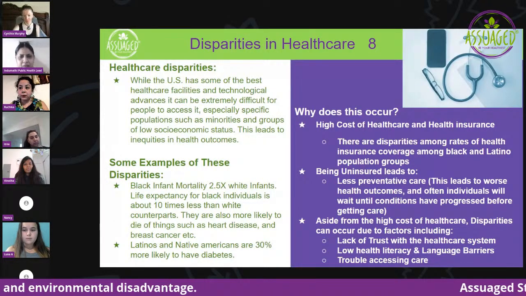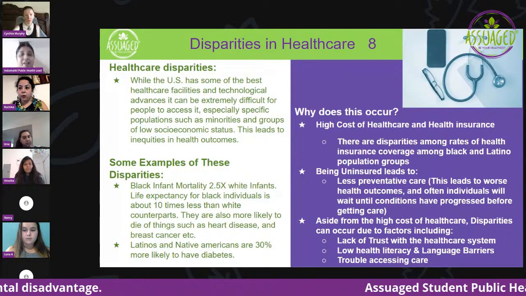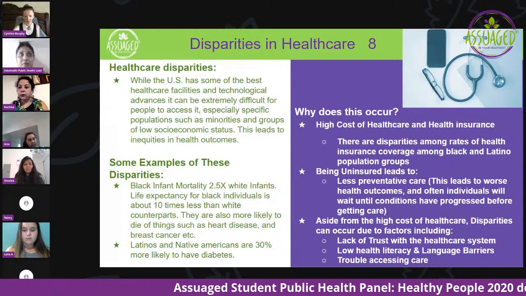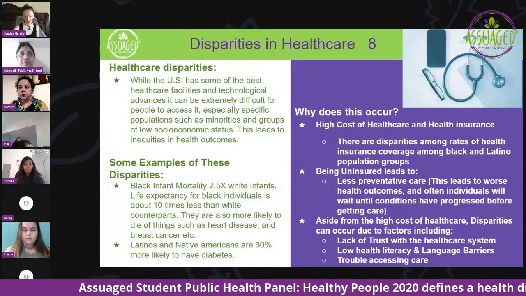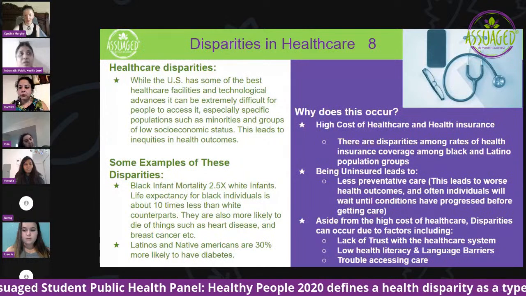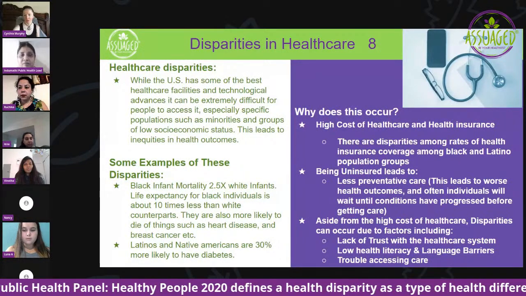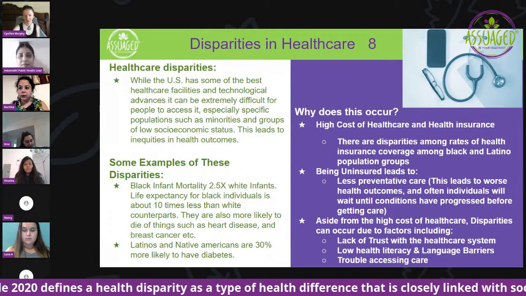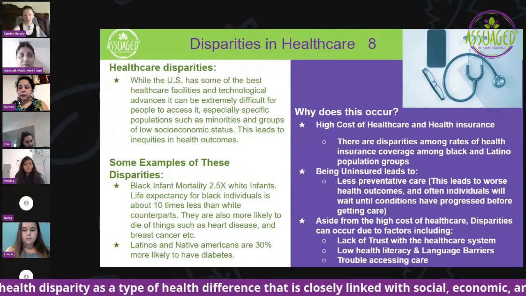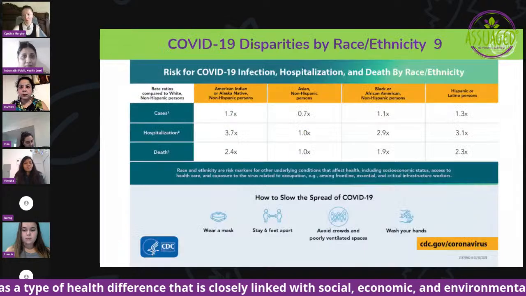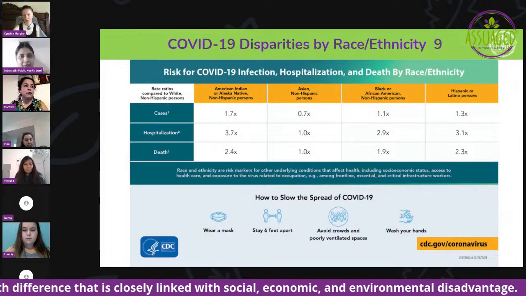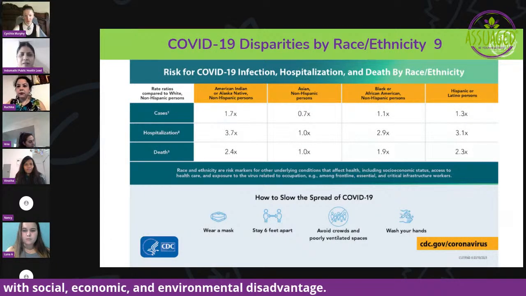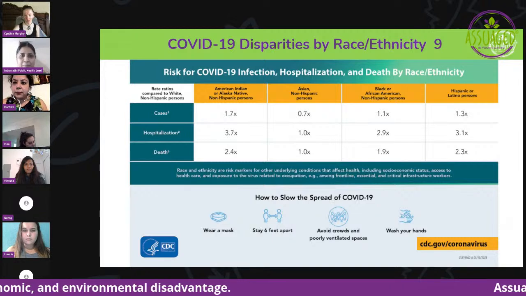And aside from the high cost, disparities can also be due to a lack of trust. People really don't trust because they have economic deprivation, educational deprivation, and they feel like they are not respected in society. They don't have trust in the system, and they have low health literacy and language barriers, and they have trouble accessing care. So when we look at all these disparities, I want to understand if there are any statistics that can help us. Can Ruchika enlighten us on this?